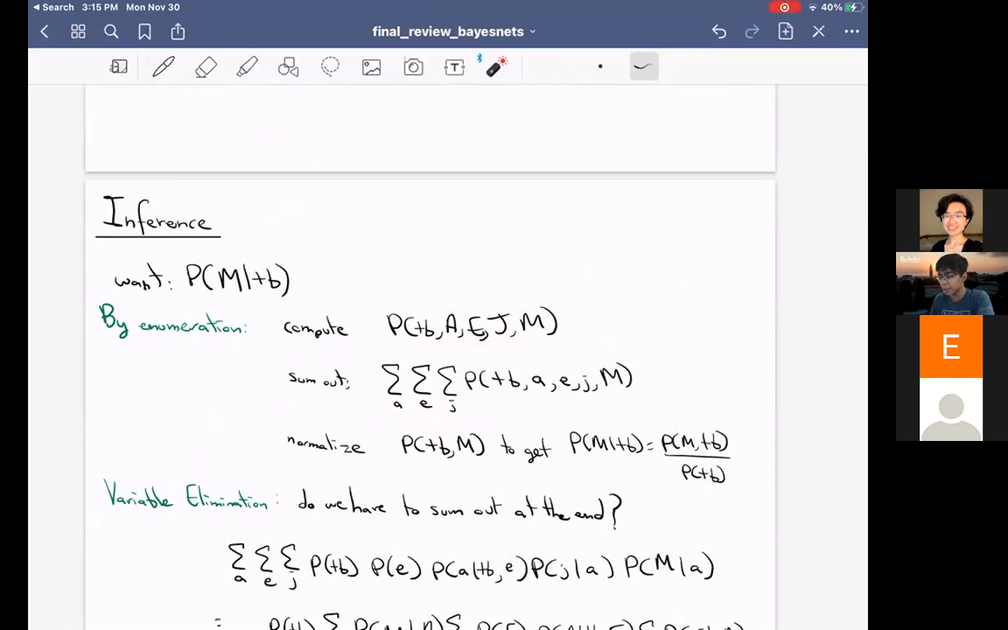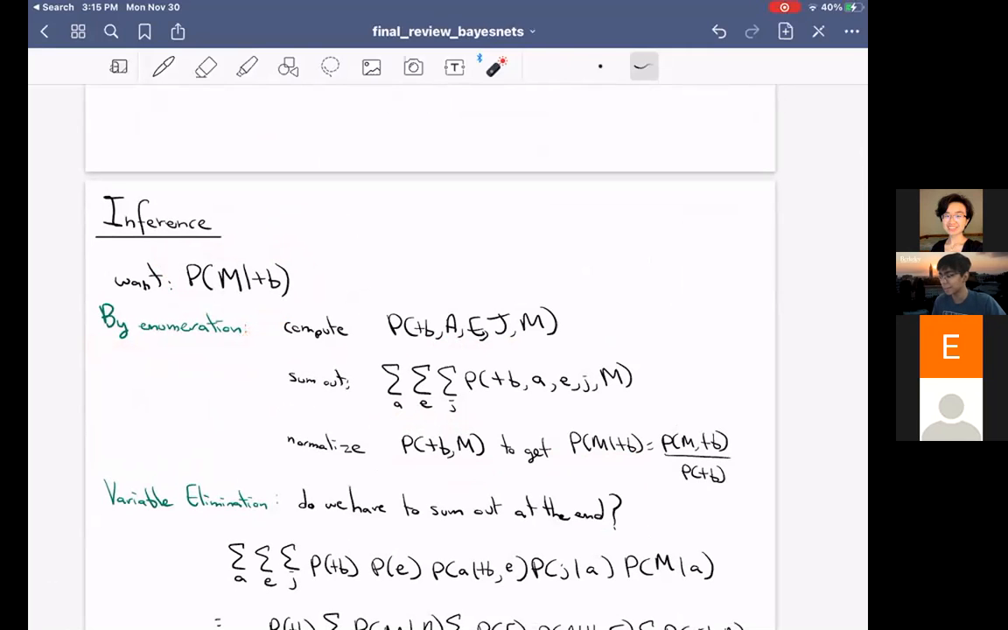And then finally, we have the probability of plus b comma m, which is really close to what we want. And we can just normalize this one to get the desired probability, P of m given plus b. So those are the three steps to do this thing called inference by enumeration.